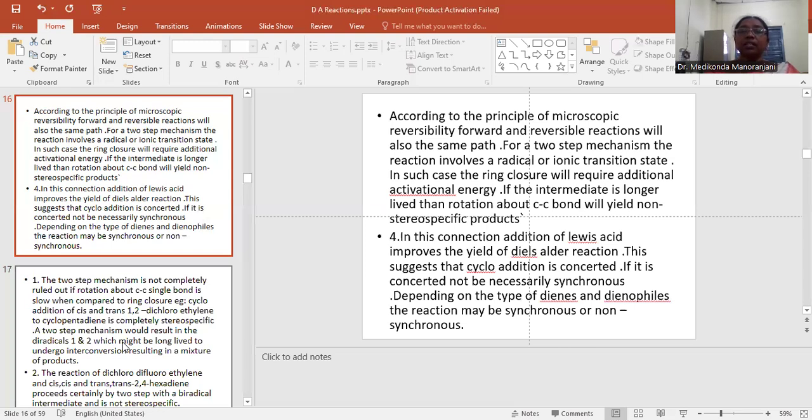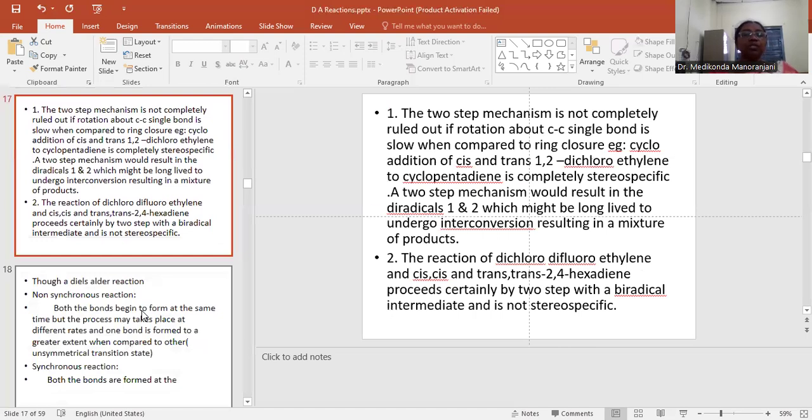In this connection, addition of Lewis acid improves the yield of Diels-Alder reaction. This suggests that cycloaddition is concerted. If it is concerted, it is not necessarily synchronous; depending on the types of dienes and dienophiles, the reaction may be synchronous or non-synchronous. The two-step mechanism is not completely ruled out.